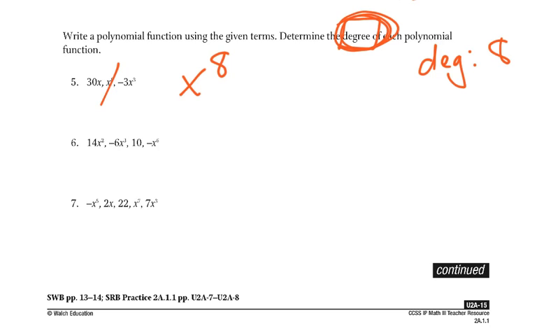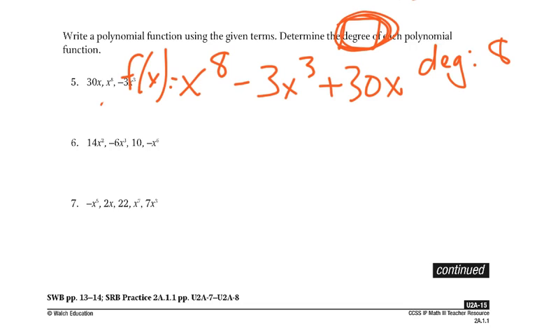Okay, so now what are we going to do? Well, we've got negative 3x cubed. So negative 3 we can just write as minus 3x cubed. Okay. And then the last one would be a positive 30x. So there's my polynomial function. And I suppose if I were to really make it a function, I should probably go f of x equals, to be official. Okay. So let's do the next one.